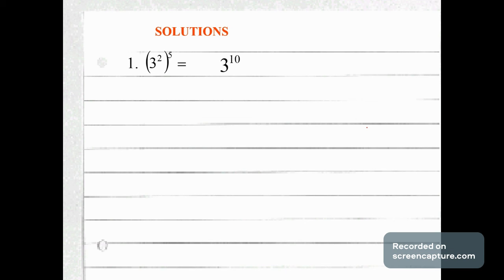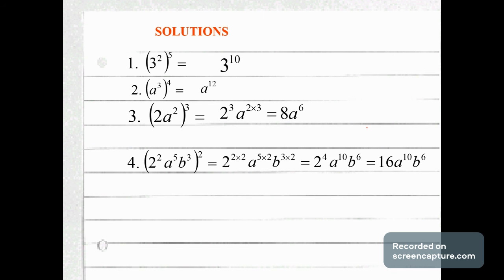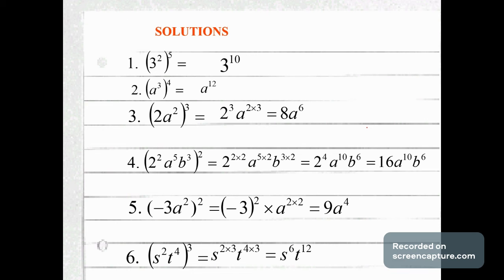So for number 1, that is 3 to the power of 10. For number 2, 8, 12. For number 3, 8a to the power of 6. For number 4, that is 16a to the 10, b6. For number 5, that would be 9a to the 4. For number 6, that is s6p to the power of 12.